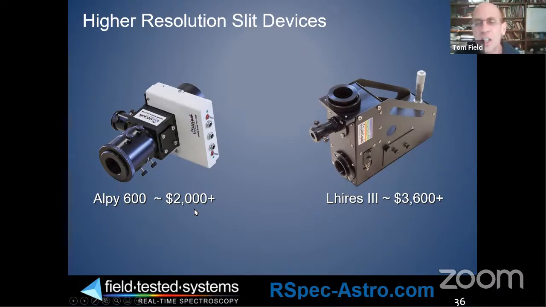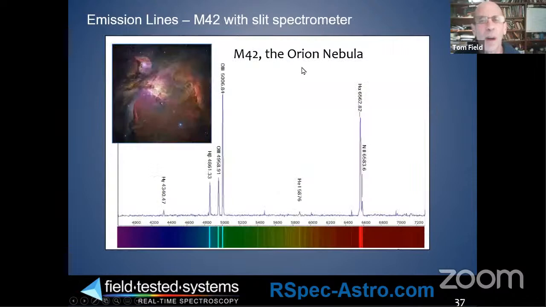But here's a slit spectrometer image of the Orion Nebula. Here are these emission peaks, and there's our red hydrogen alpha, and there's that ionized oxygen with that Roman numeral 3. Of course, this is the beginning of stars rather than the end of stars like that Wolf-Rayet star.